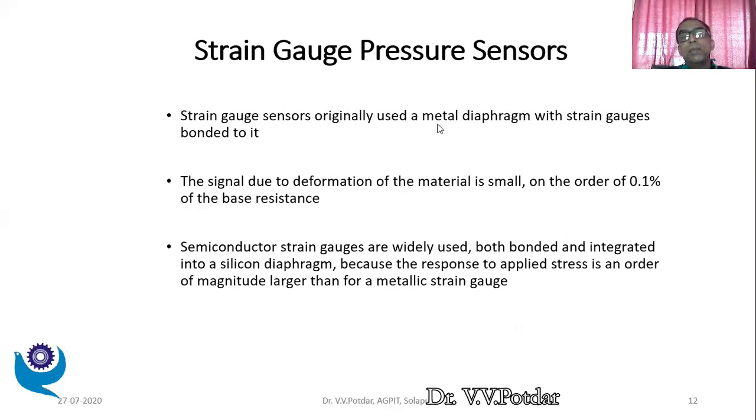The strain gauge sensors originally used a metal diaphragm with a strain gauge bonded on it. The signal due to deformation of the metal is small, of the order of 0.1% of the base resistance. Semiconductor strain gauges are widely used, both bonded and integrated into silicon diaphragm, because the response to applied stress is an order of magnitude larger than the metallic strain gauge. These diaphragm strain gauges are preferred.